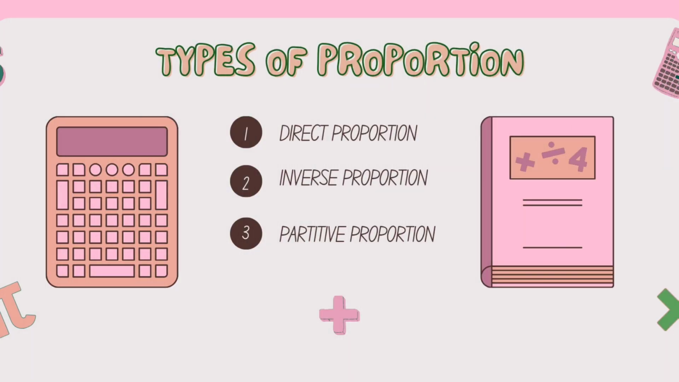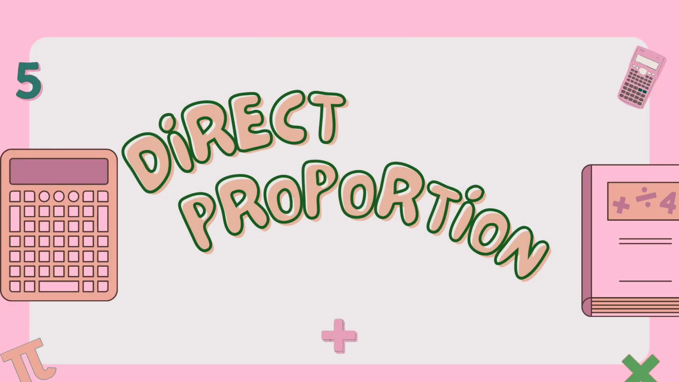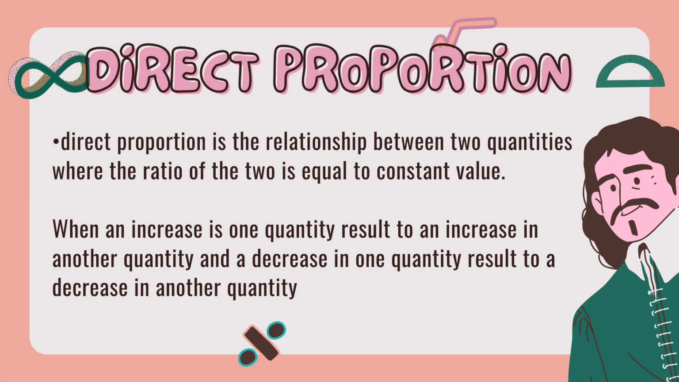So, sa proportions, may three types yan. Yung first is direct proportion, yung second is inverse proportion, and yung third is yung partitive proportion. First, yung direct proportion. So, what is direct proportion? Direct proportion is the relationship between two quantities where the ratio of the two is equal to a constant value. It means, kung yung isang side tumaas ng 3 beses, dapat sa lahat ng part, tataas rin ng 3 beses.